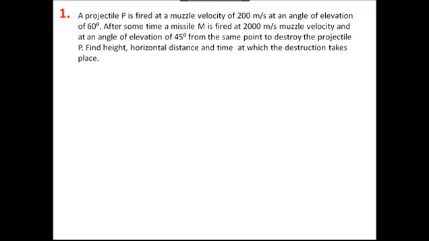Here is a problem which says a projectile P is fired at a muzzle velocity of 200 meters per second at an angle of elevation of 60 degrees. After some time, a missile M is fired at 2000 meters per second muzzle velocity and at an angle of elevation of 45 degrees from the same point to destroy the projectile P. What is asked is find height, horizontal distance, and time at which destruction takes place.